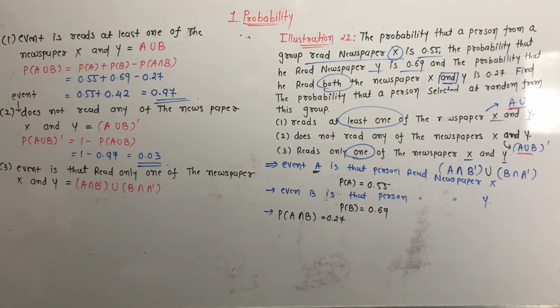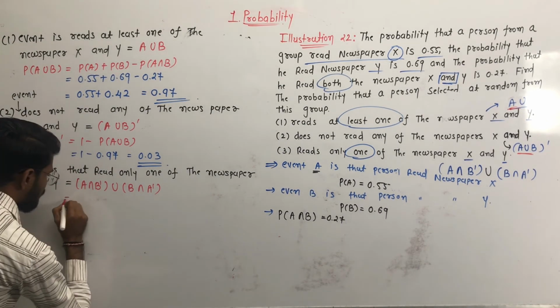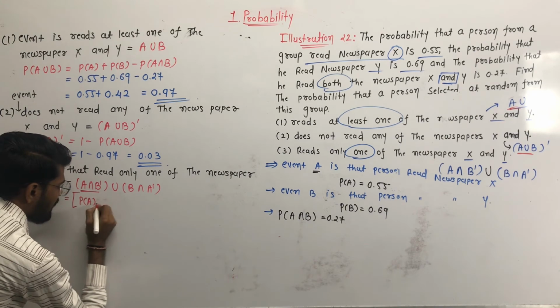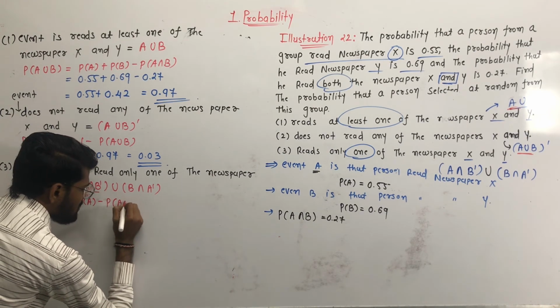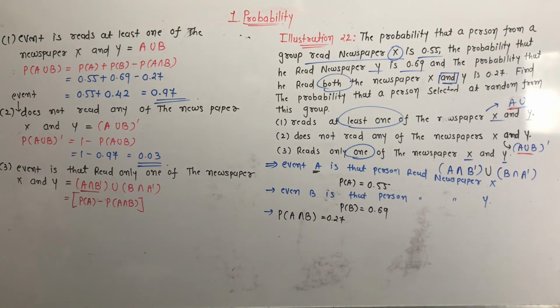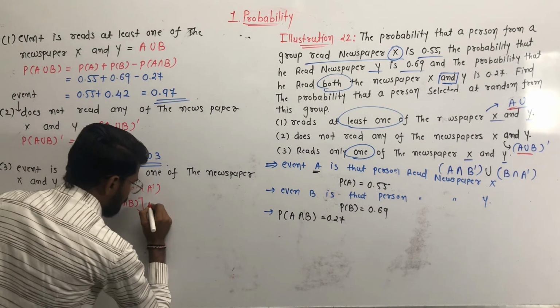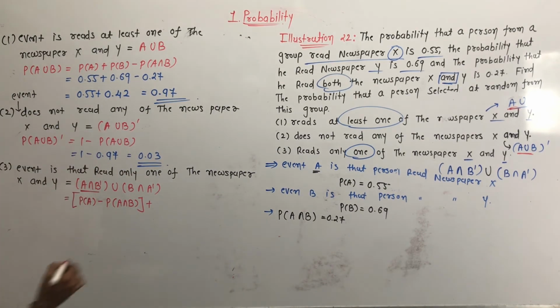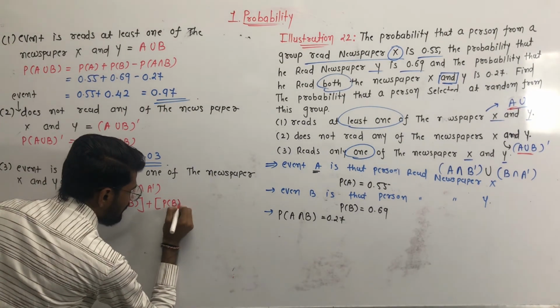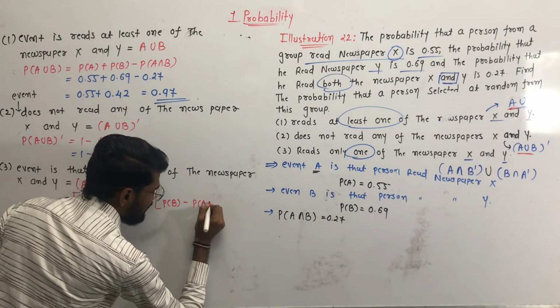Okay, now we put the formula for it. How can we find the A intersection B dash? By P of A minus P of intersection of event A and B. Yes, and there is a union, so plus P of B minus P of A intersection B.